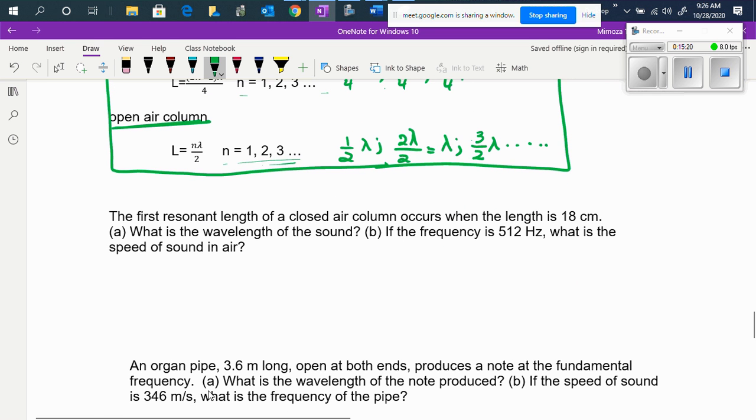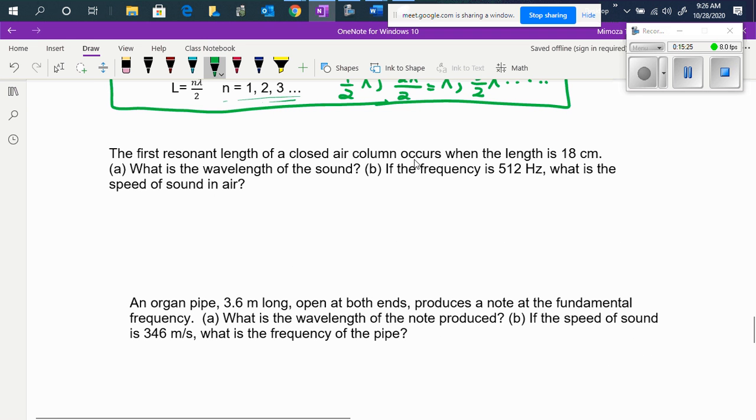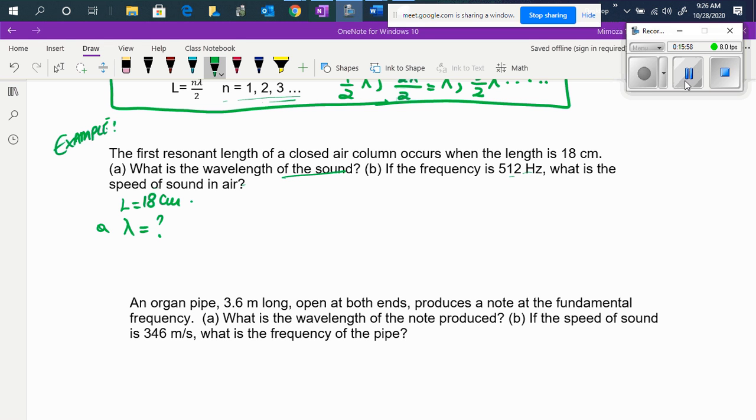Okay, let's see this example here. The first resonant length of a closed air column occurs when the length is 18 centimeters. So length is 18 centimeters. What is the wavelength of the sound? And if the frequency is 512 hertz, what is the speed of the sound in air? How will you approach this kind of question?